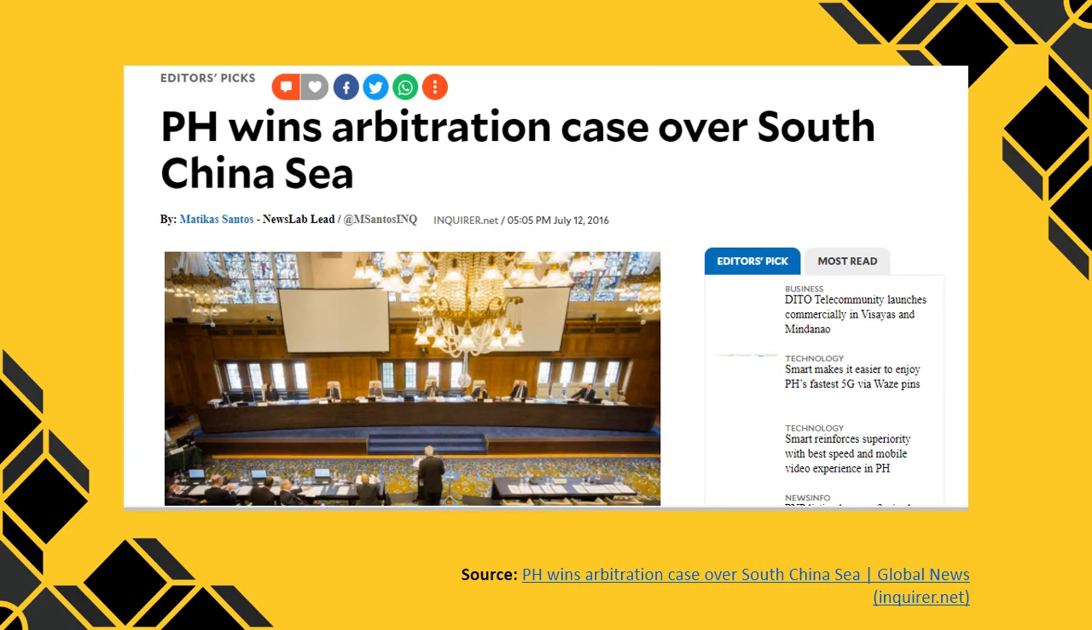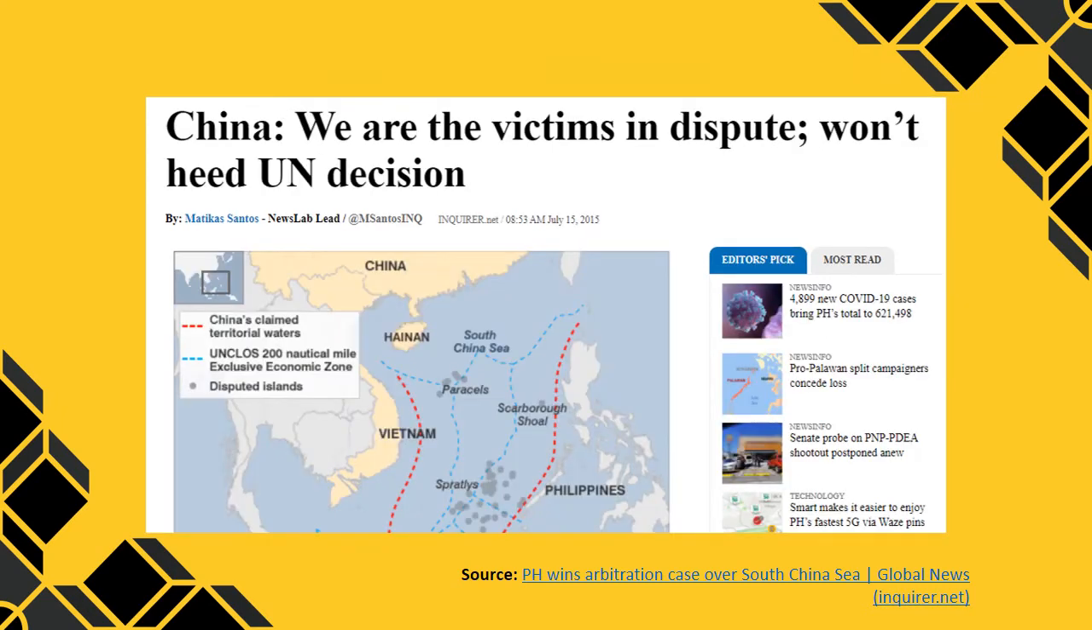A fine example of that is the dispute over the Scarborough Shoal. Of course, we know that since 2016 the United Nations voted in favor of the Philippines in the arbitral case over the South China Sea. However, China still refused to accept the decision given by the United Nations.